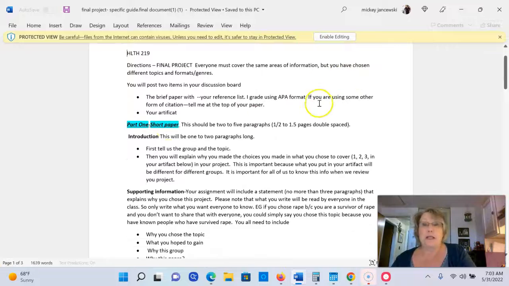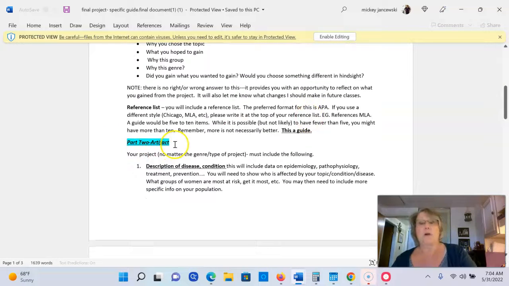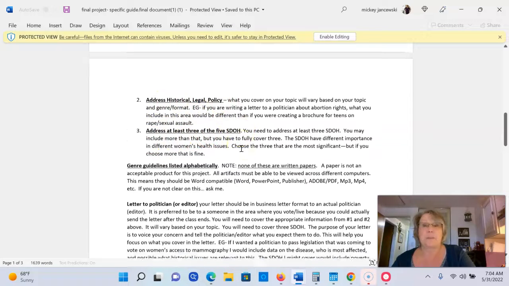So in this final project, you're going to have 2 parts. One is a short paper that's only going to be 1/2 to 1.5 pages double spaced. This requires no research. It tells you, you're going to tell us what you did and why you did it. Okay, that's the first part. The second part is an artifact, and there's a variety of artifacts we're going to look at the bottom. And no matter what topic you use or no matter what artifact you use, you have to include specific items. So you need description of disease or condition, address historical legal policy, and address 3 of the 5 SDOH.